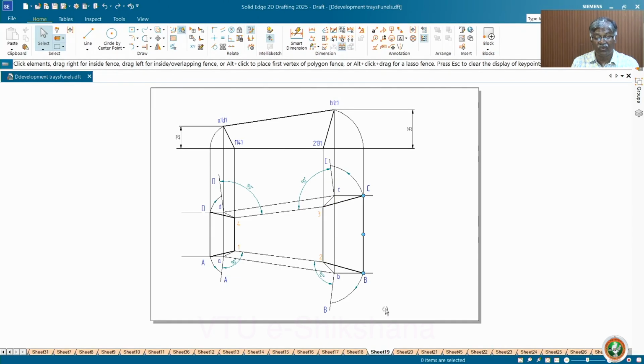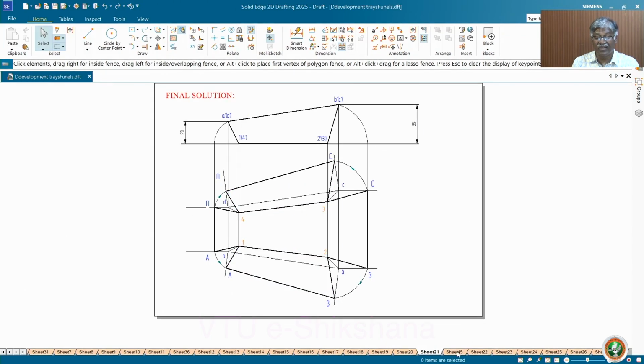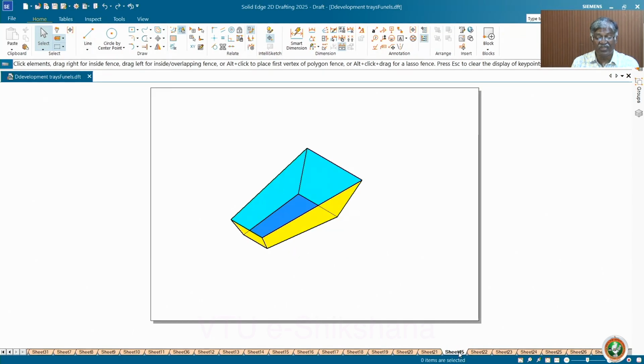Draw perpendicular to 4, 3 through C. Again draw perpendicular to 4, 3 through D. Similarly through A and B, perpendicular to 1, 2 to get A and B in this direction. Now finally you get the solution for the inclined tray with the base inclined.